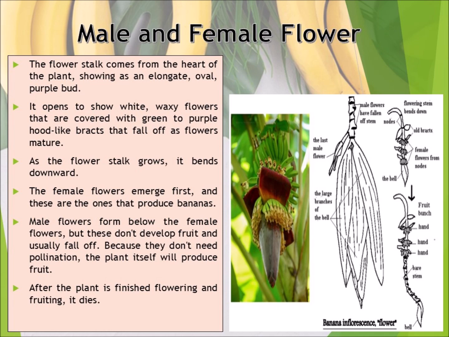The female flowers emerge first, and these are the ones that produce bananas. Male flowers form below the female flowers, but these don't develop fruit and usually fall off. Because they don't need pollination, the plant itself will produce fruit. After the plant is finished flowering and fruiting, it dies.